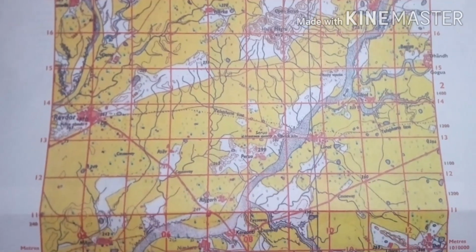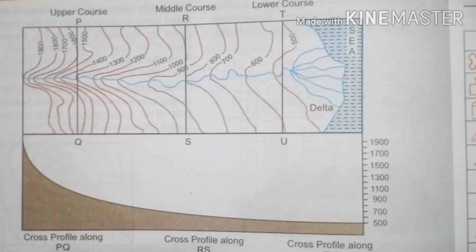And the last stage or the lower course, the absence of contour lines and rivers dividing into a number of distributaries. In the topo sheets which have the numbers 45D7 and 45D10, generally we can find the upper course and the middle course of the rivers.